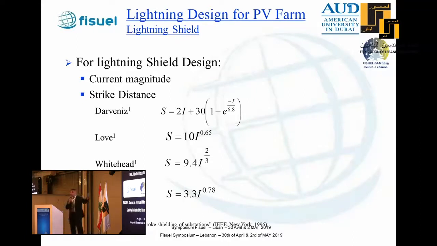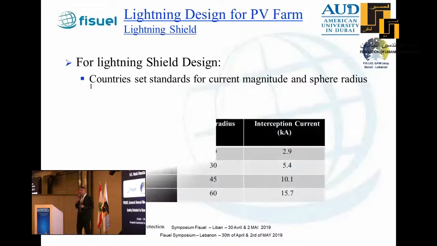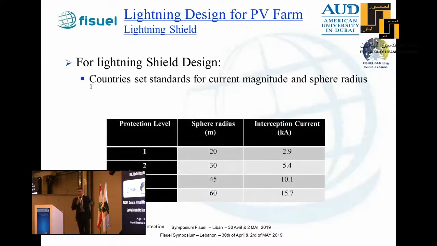By the way, IEC and IEEE use this equation. There are many other countries like Australia and New Zealand that created their own standard, and what they've done is introduce a table based on the level of protection. The level of protection will depend on many factors, such as the criticality of your infrastructure and the interception current, and then they will determine the radius of the sphere.